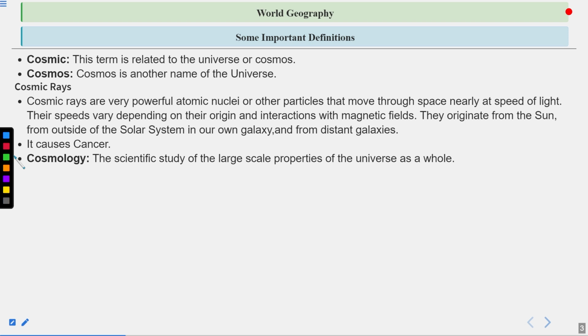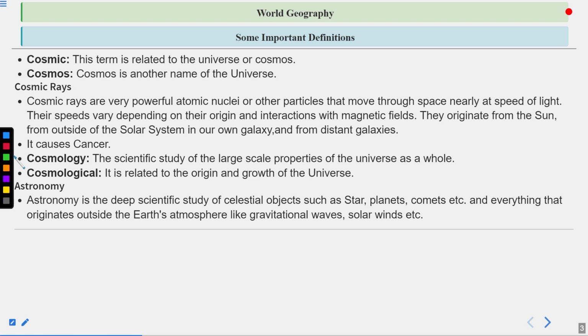Cosmology is the scientific study of the large-scale properties of the universe as a whole. As I told you earlier also, the study of the universe is known as cosmology. Cosmological is related to the origin and growth of the universe. Astronomy is the deep scientific study of celestial objects such as stars, planets, comets, etc., and everything that originates outside the Earth's atmosphere, like gravitational waves, solar winds, etc.